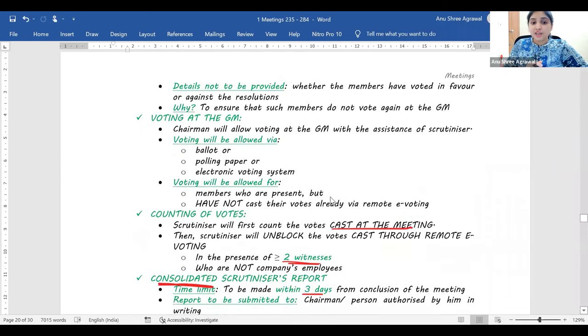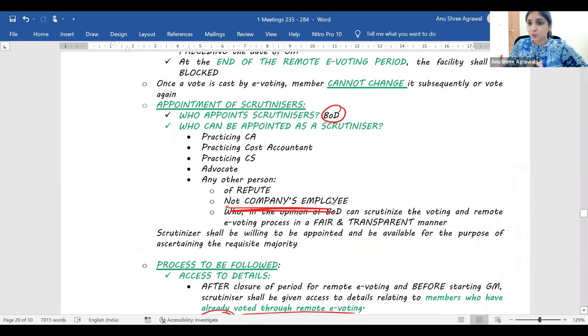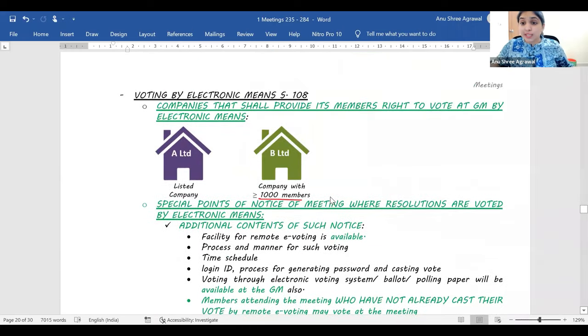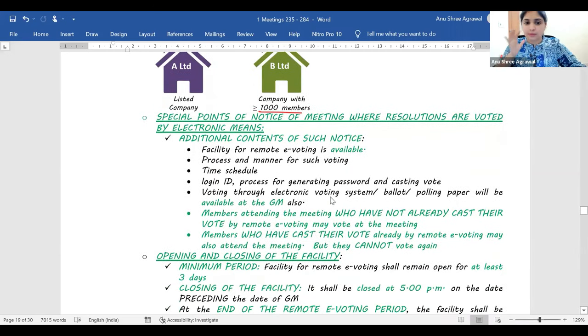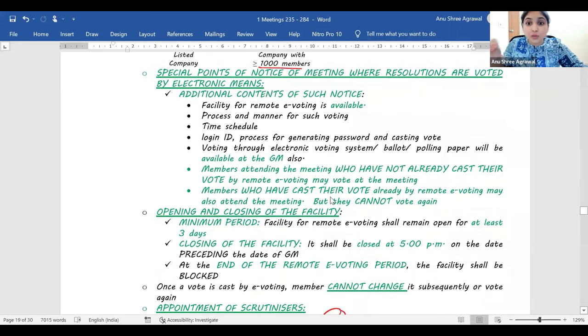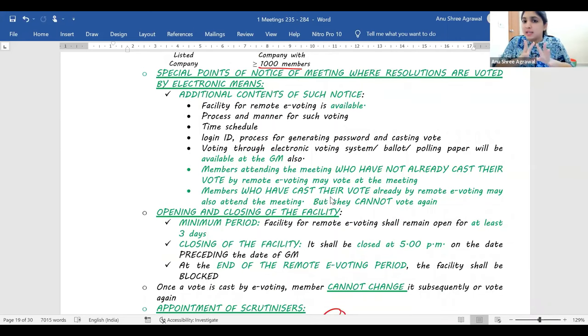Yes, e-voting, shall we see once again? Quickly we'll run through e-voting. Come on guys, is e-voting mandatory in every company? No, it is mandatory only for listed companies and companies which have at least 1,000 members. Then we learned that in the notice, it should be clearly written that shareholders, e-voting facility is available. This is your login ID, this is your password. In case you have any complaint, who is the grievance officer? All those details have to be written in the notice.